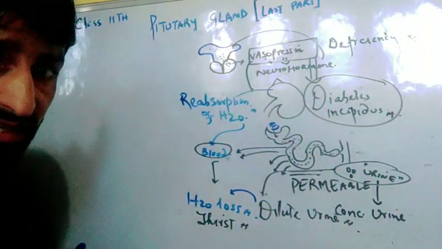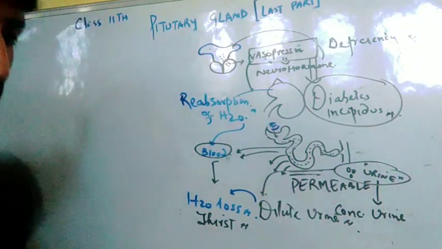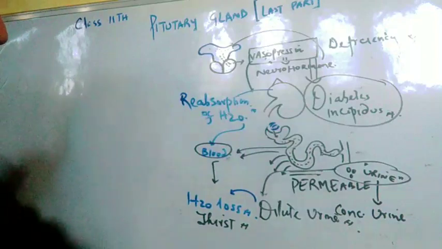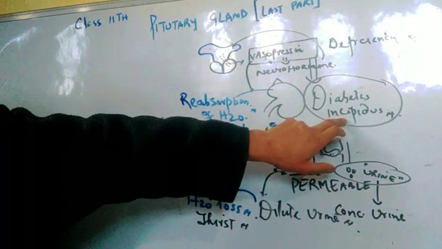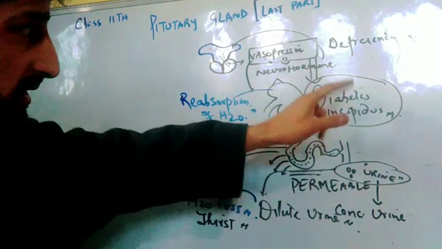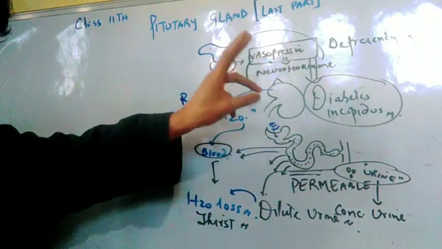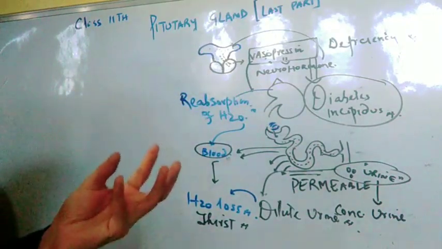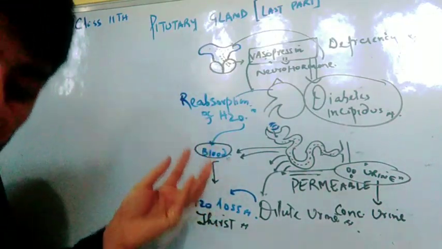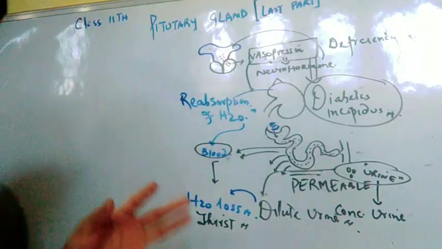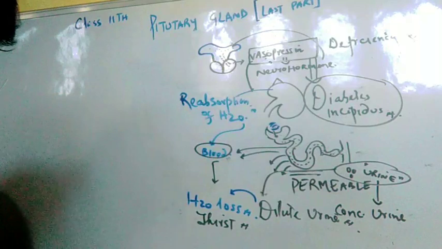This diabetes insipidus is characterized by excessive water loss from the body. Not only excessive water loss from the body, simultaneously there is polythirst, more and more thirst. It results in the elimination of more and more dilute water. More and more water along with the urine is liberated out.